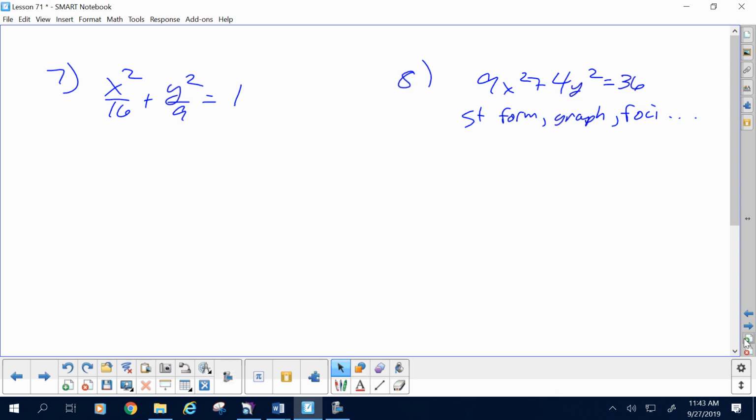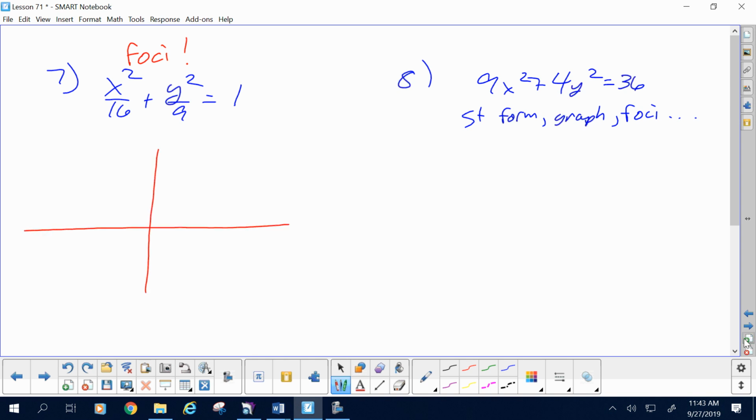Does it say foci for the first one or no? I say find the foci. Add in find the foci for both. Yay. Who said yay? Oh, extra practice, extra credit for you.